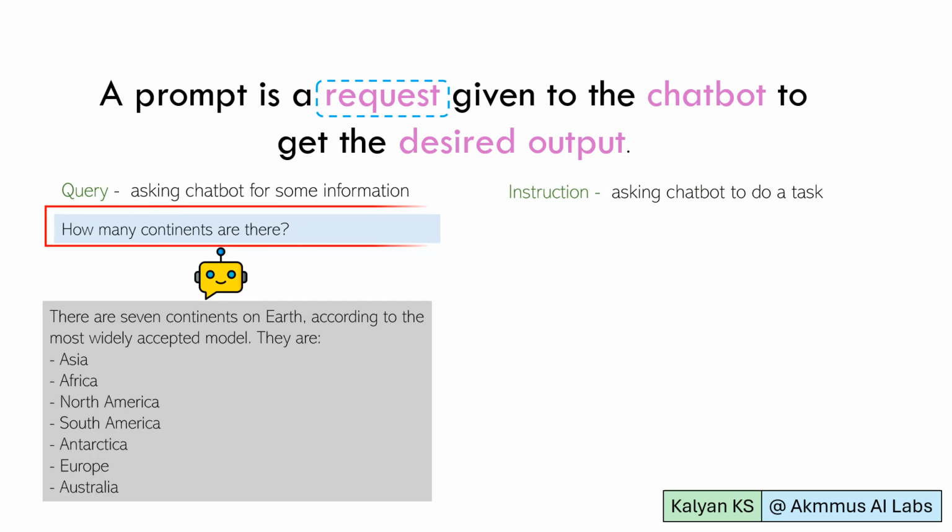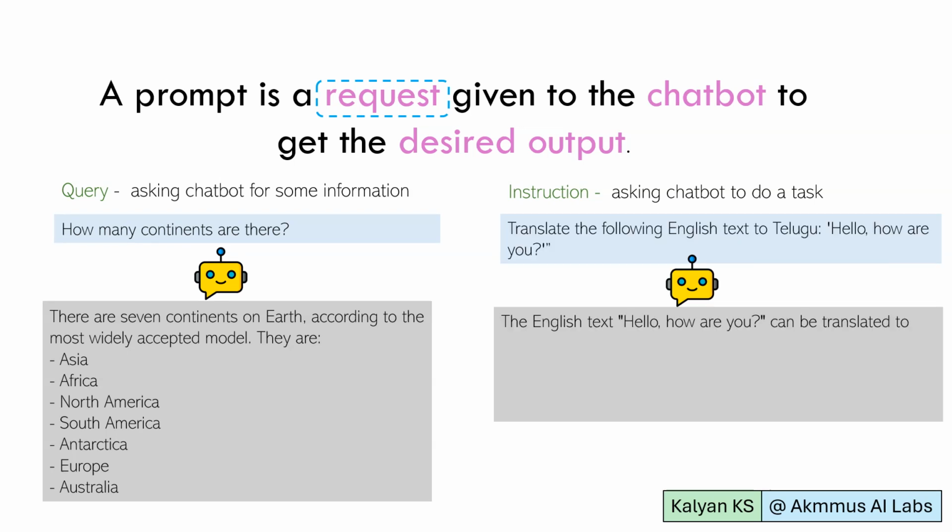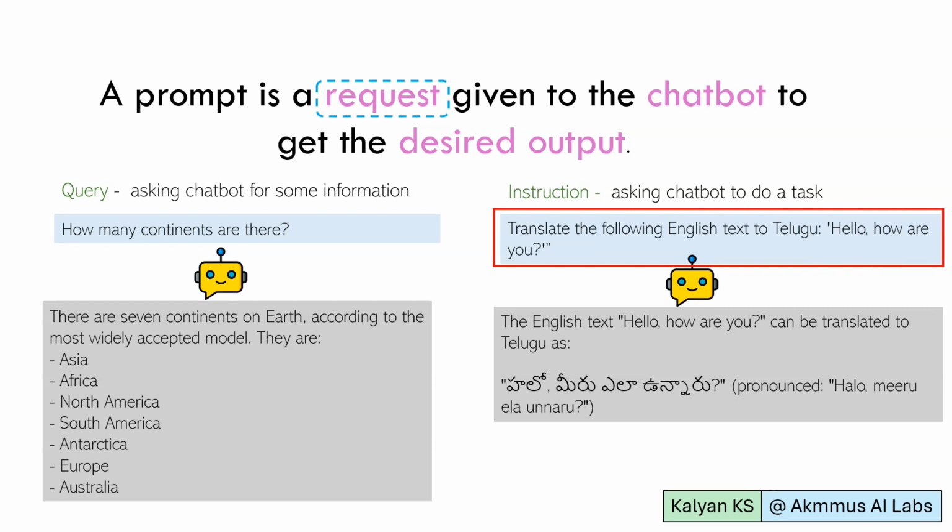Here, the query prompt asks the chatbot for the information, how many continents are there? Let us see an example of an instruction prompt. Here, the instruction prompt asks the chatbot to do a task, that is, translate the given sentence from English to Telugu.